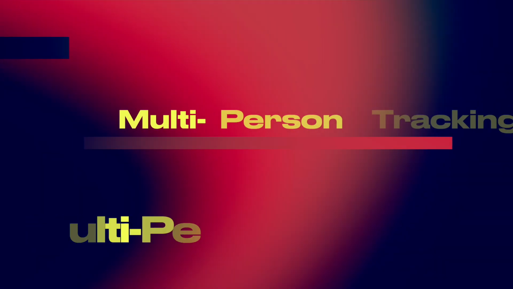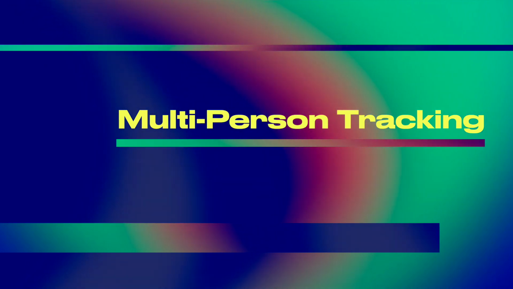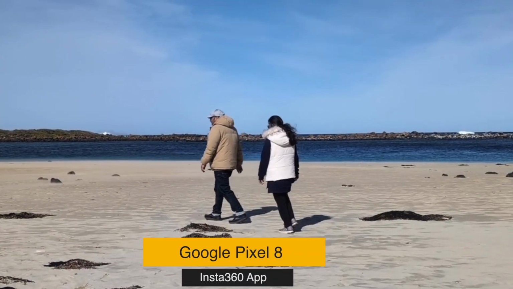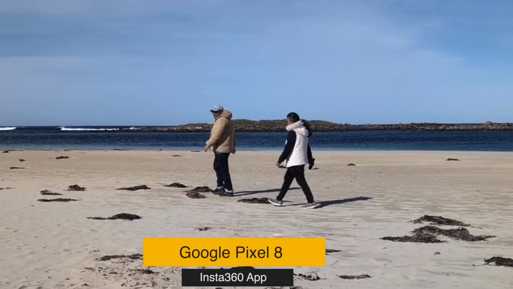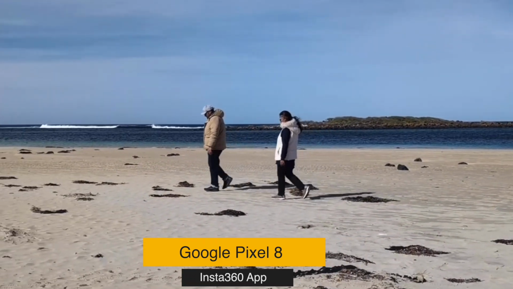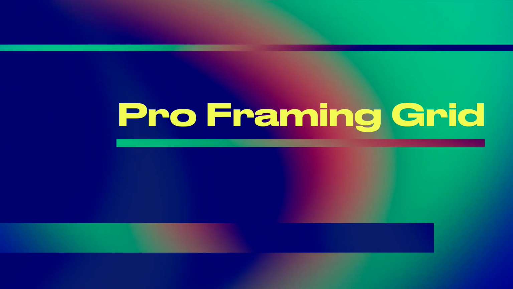So the next functionality is multi-person tracking. It ensures that the entire group stays in frame. Ideal for vlogging or a group dance video, or in case you're trying to chase around your kids in a park. The next feature, something that I really love and use a lot, is the Pro Framing Grid.